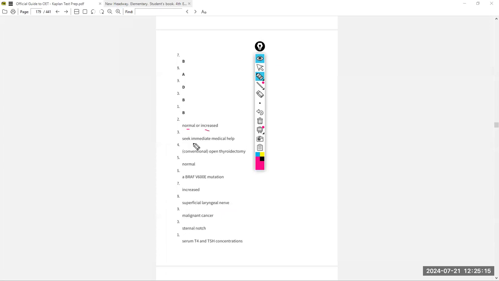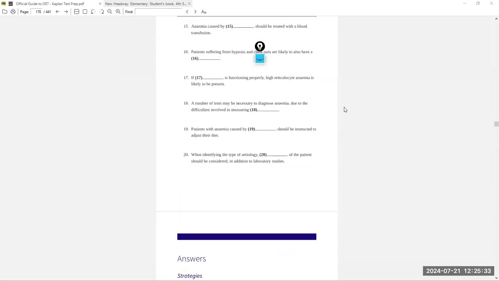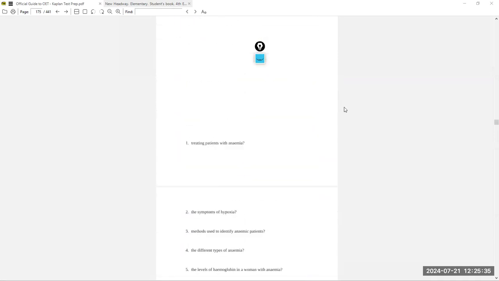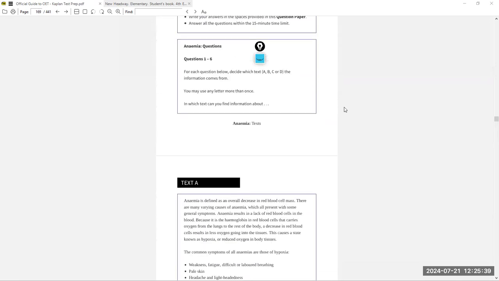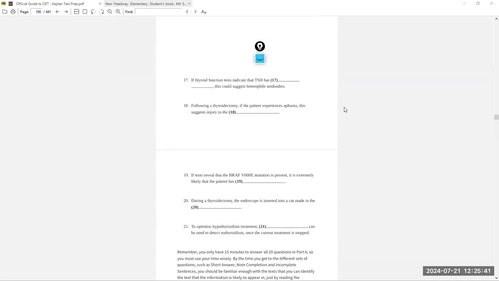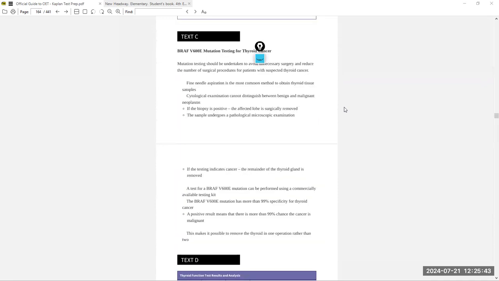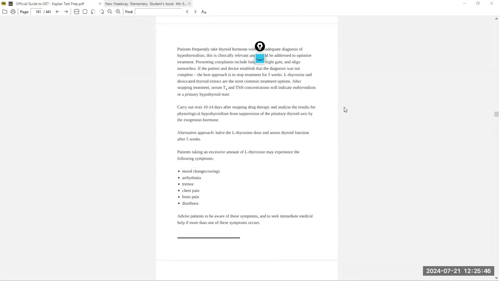Normal or increased, seek immediate medical help, conventional or open thyroidectomy, normal, and BRAF V600E mutation. So these are the correct words. Thank you so much. So this is it. This is about writing the short answer. So you notice that the answer should be short, and I don't have to write something else, for example extra information, because absolutely I will lose marks.